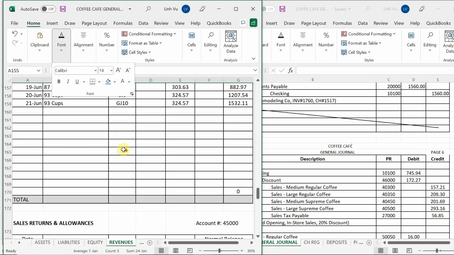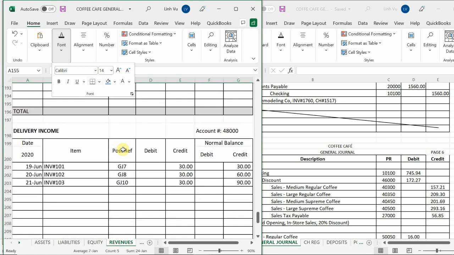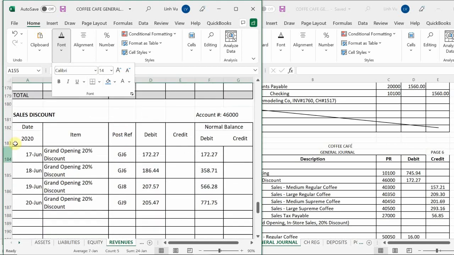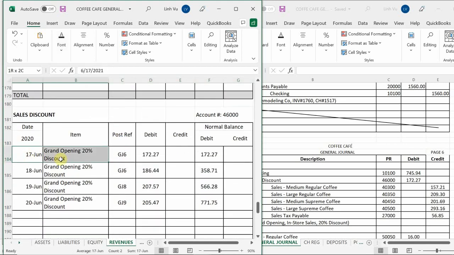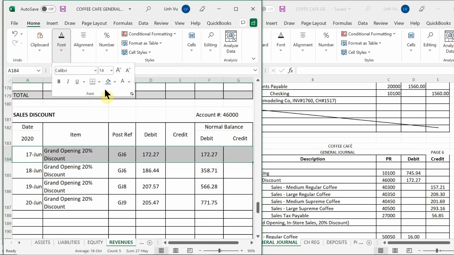Sales tax payable, but let's go through the discount first. Discount, in-store discount for the debit of 172.27. Yes, it's there. Okay. And of course, we got to go to sales tax payable.